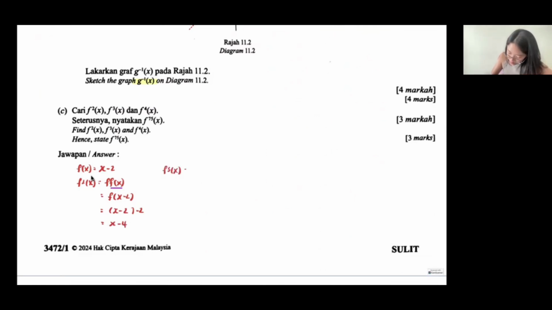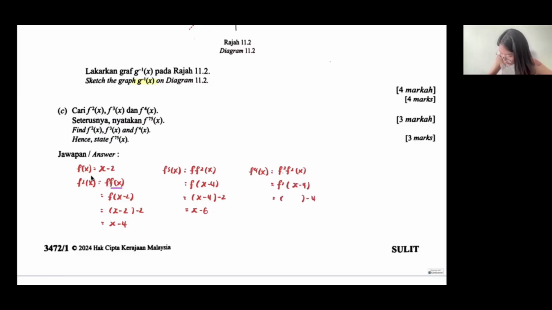F cubed, you can pair f with f squared or the other way around. f squared is x minus 4. f is x minus 2. Copy from the top, you'll get x minus 6. One more. F power 4. You can pair f squared with f squared. f squared is x minus 4, and one more time, x minus 4. So here you'll get x minus 8. Do you see the pattern now? This is minus 2, this is minus 4, minus 6, minus 8.